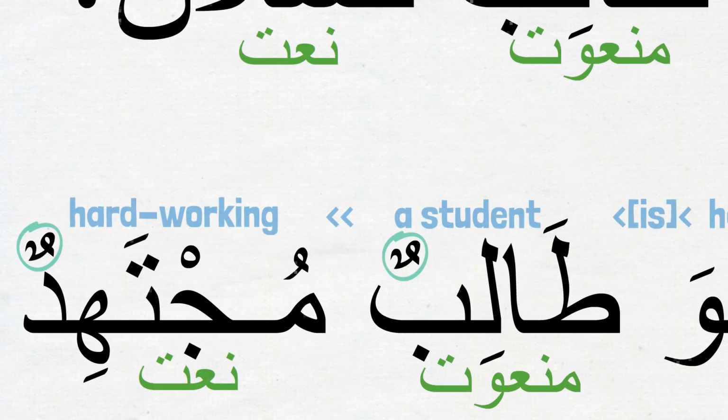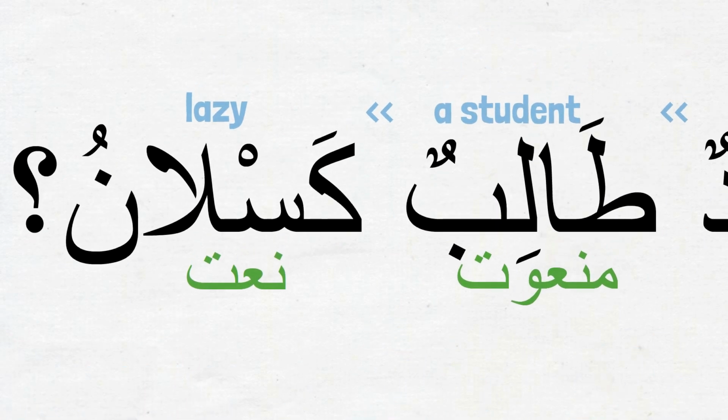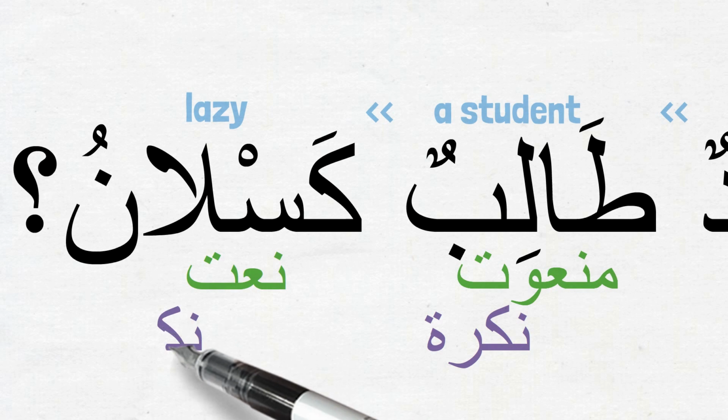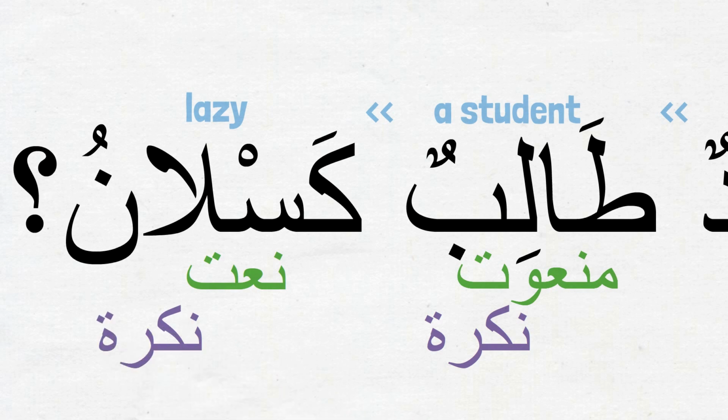Now let's take a closer look at the first man'ut and na'at combination. Talibun kaslanu. Can you notice something looking strange or unusual here? It has something to do with the ending of the ism kaslanu, right? Kaslanu is the na'at for the nakira ism talibun. So kaslanu should also be nakira. That is why it doesn't have the definite article al as expected.